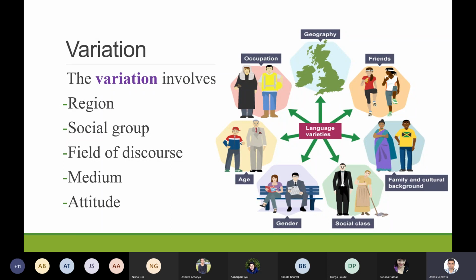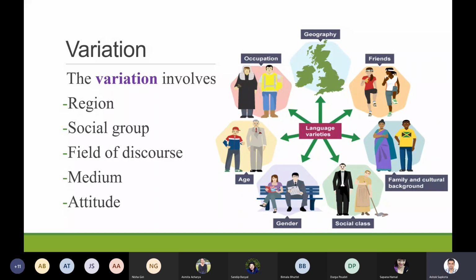As you all said, the first two groups, region and social group, are user-based. Field of discourse, medium, and attitude are use-based differences or variation. The first two types of variation relate primarily to the language user. People use a regional variety because they live or have lived in that region. Similarly, people use a social variety because of their affiliation with the social group. Here I mean to say these varieties are relatively permanent for the language user.